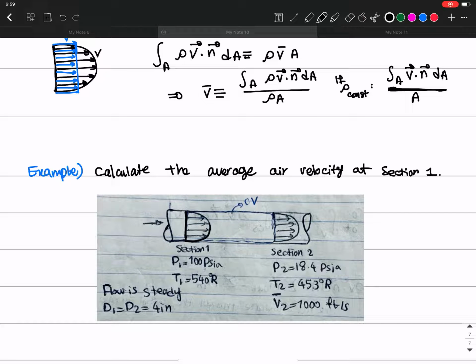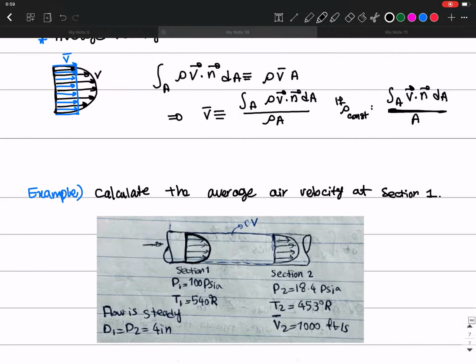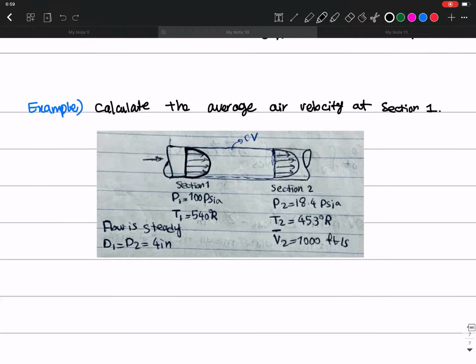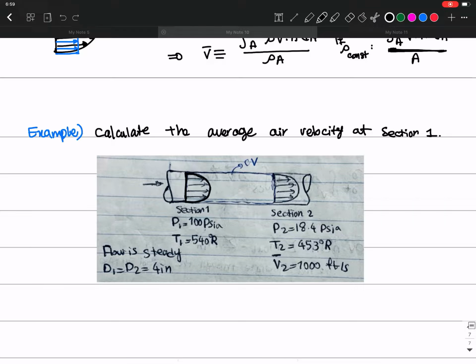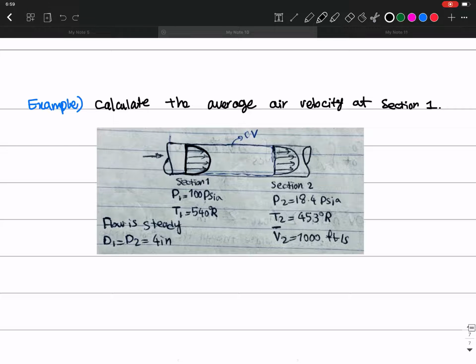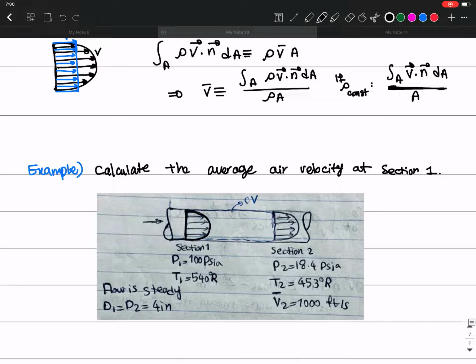At section 1. Okay, so this is the definition of that. So let's do it. Flow is steady. What does that mean? That means that this term is going to be 0. And D1 is constant. D1 equals D2 equals 4 inch. This is a 4-inch pipe. The pressure at section 1 is 100 psi. The other one, at section 2, is 18.4 psi.